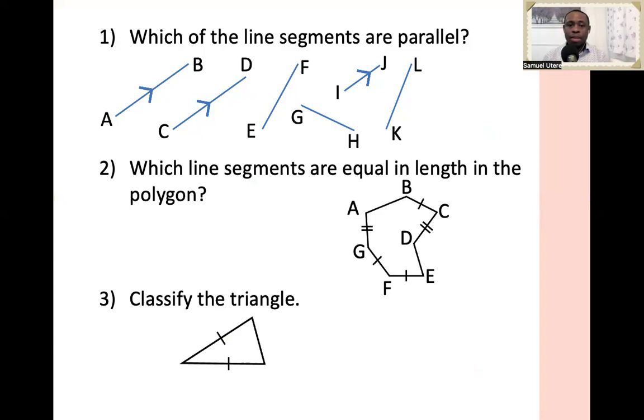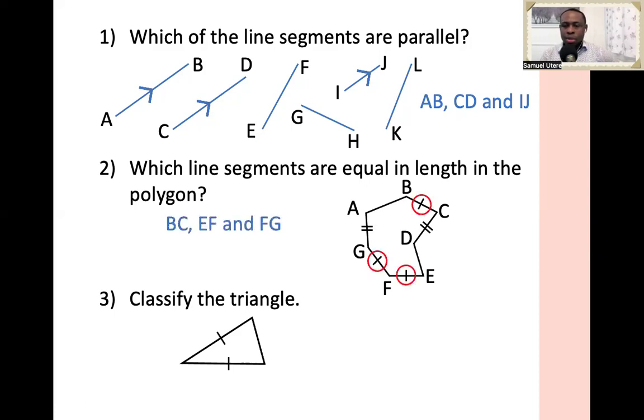Assuming you've paused the video and you've answered the questions, here are the answers. For the first one, you were asked which of the line segments are parallel. Parallel lines all move in the same direction. Looking at these, you would see that line segments AB, CD, and IJ are parallel. Next, we're asked which line segments are equal in length in the polygon. Notice the hash marks. When you see shapes where the hash marks are the same, then you know that those line segments are equal in length.